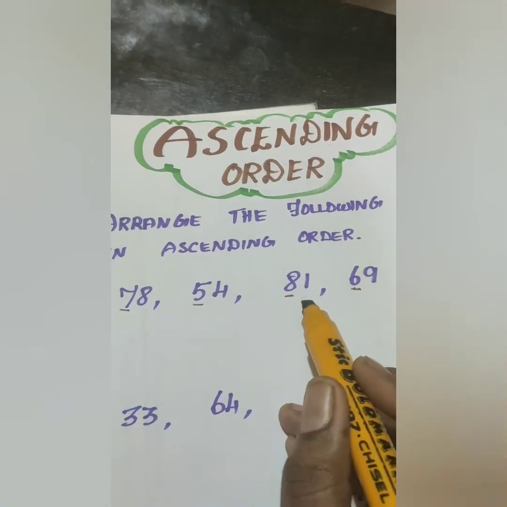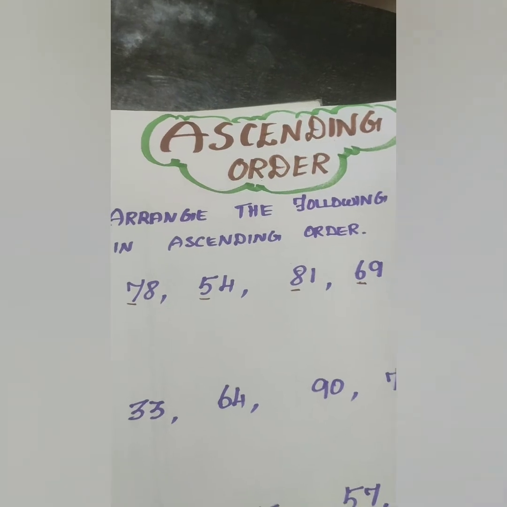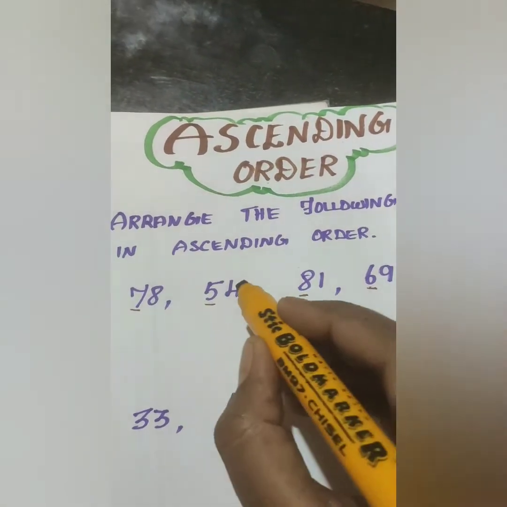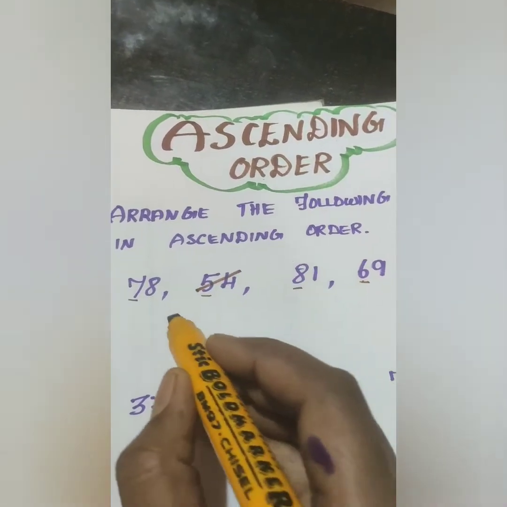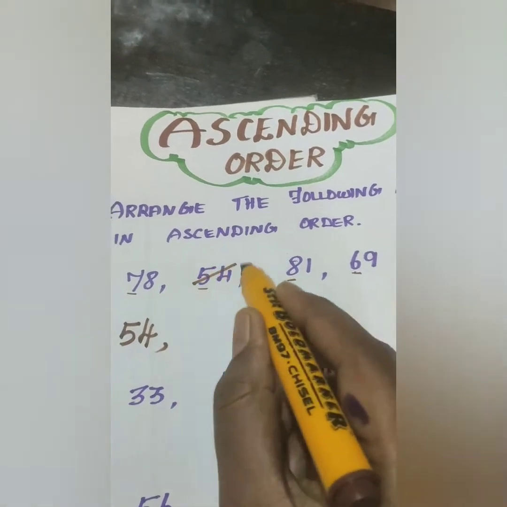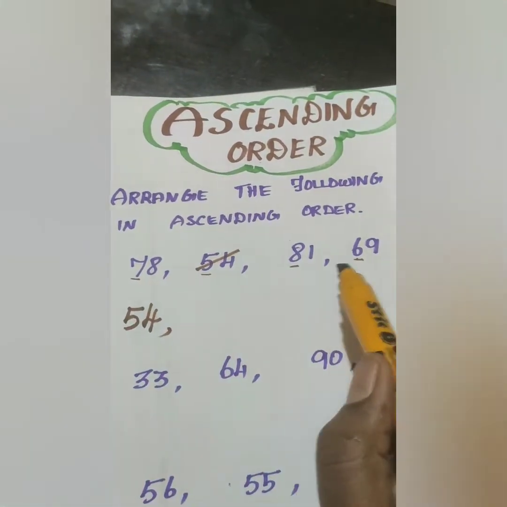7, 5, 8 and 6. Which is very smaller? 7? No. 5? Yes. So I am going to cross the 54 and write 54. I am not writing only 5, children. I have taken the full number. Then the remaining numbers are 78, 81, 69.